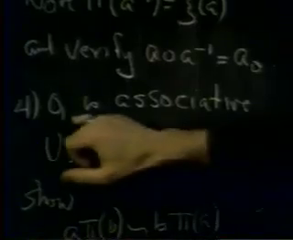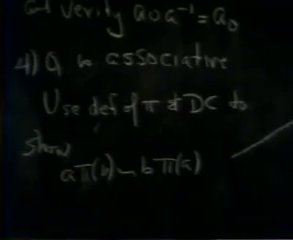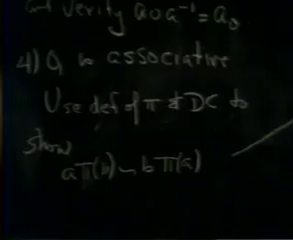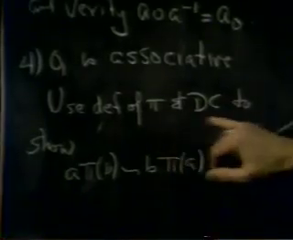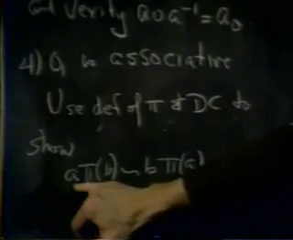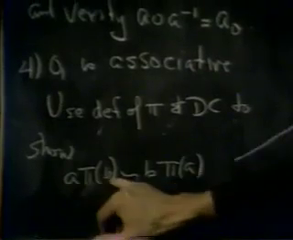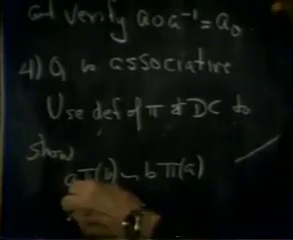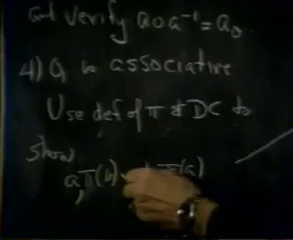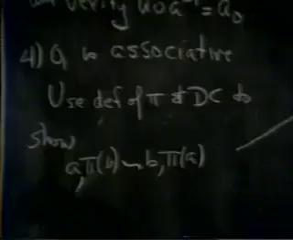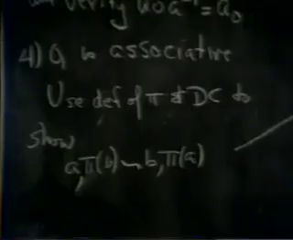To show that the concatenation operation is associative, we first use the definition of pi and double cancellation to prove that you can always interchange the A and the B in an expression of the form A pi B. It is equivalent to saying B pi of A. And I'll be using that in a second.